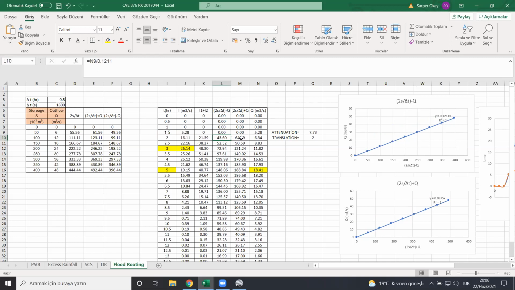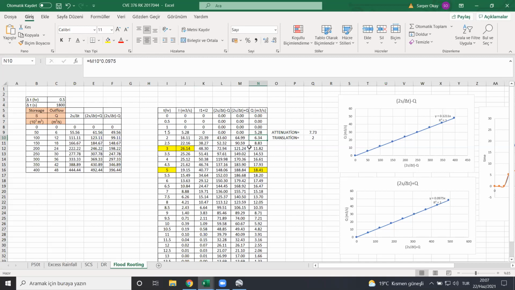Then for this 2S divided by delta T plus Q, this means summation of this I1 plus I2 and this 2S divided by delta T minus Q. And when you sum this and this, you will get this one. Then, lastly, after you find this value, 64.99, by multiplying this value with the slope of this graph, you can find this discharge.